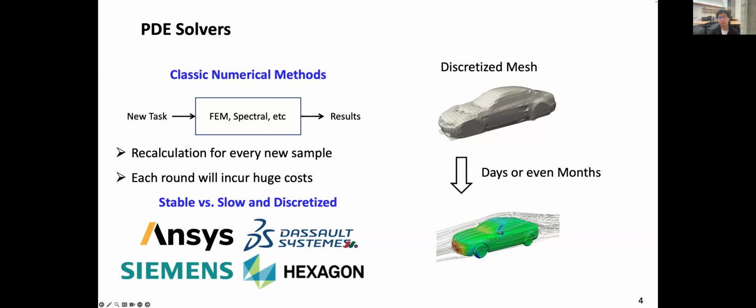And most of these methods rely on approximated domain discretizations. Although some methods, like boundary element methods, do not rely on a discretized computation mesh, I don't think they are as popular as the FEM or FDM methods.